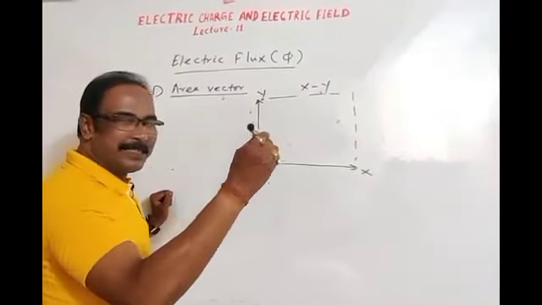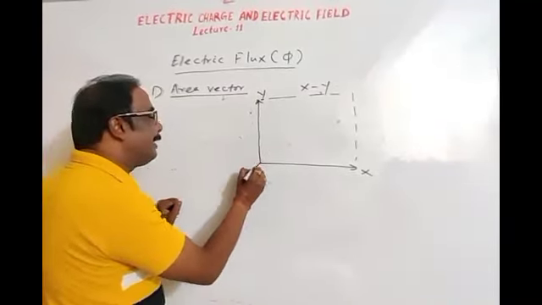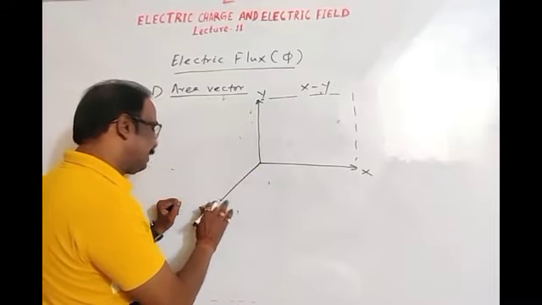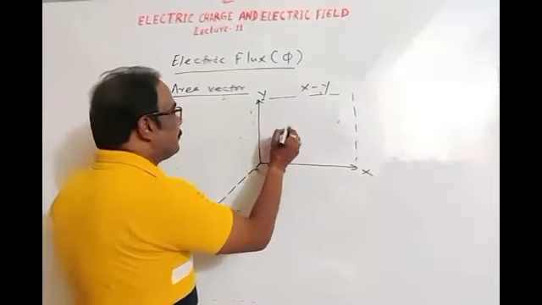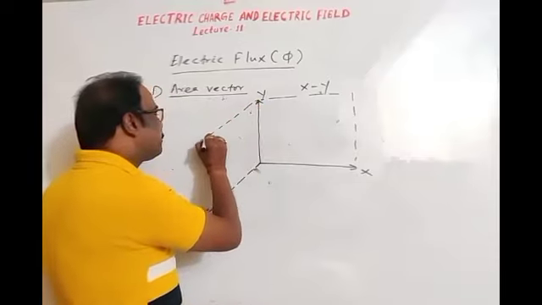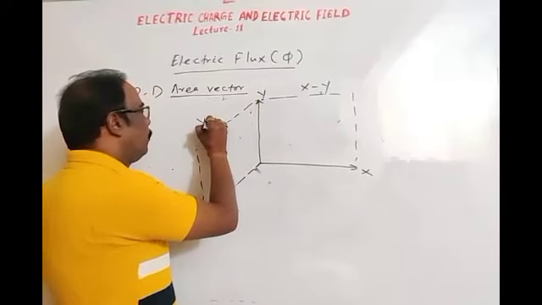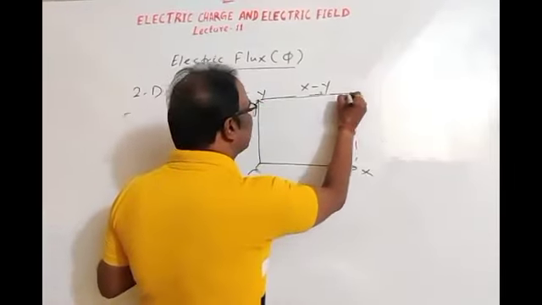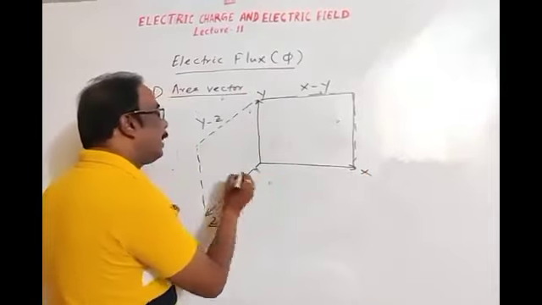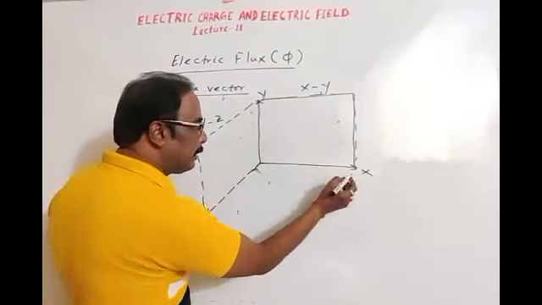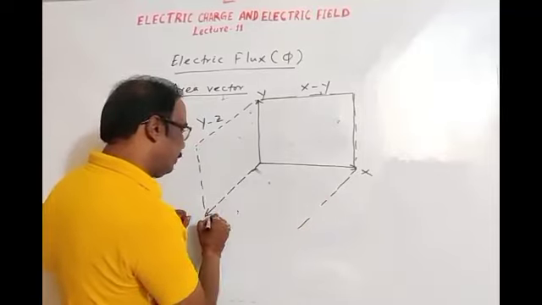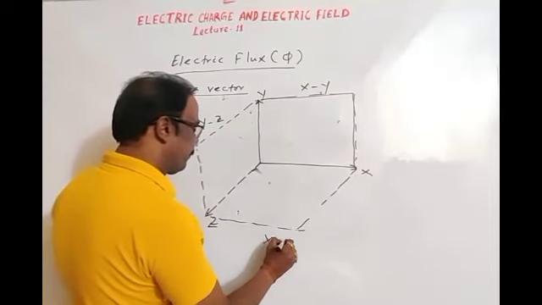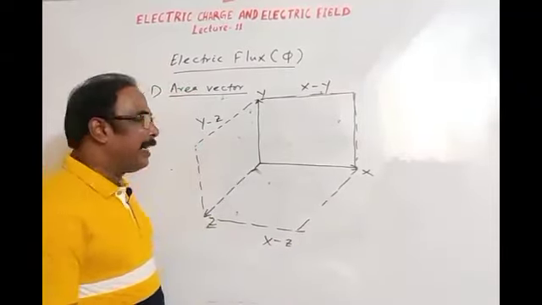Let's draw the z-axis now. This is the z-axis, which means perpendicular to the plane. Let's represent the z-axis like this. Then this plane is the yz plane. This is the xy plane. This is the yz plane. This is the z-axis. Obviously, this plane is the xz plane.